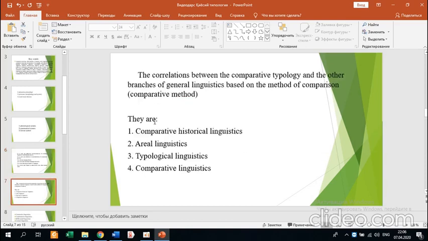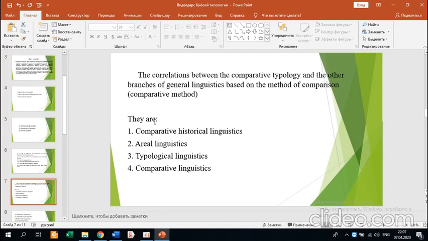Comparative typology is a part of general linguistics and takes its certain worthy place among other branches of it. There are certain correlations between the comparative typology and the other branches of general linguistics based on the method of comparison. They are comparative historical linguistics, areal linguistics, typological linguistics, comparative linguistics.